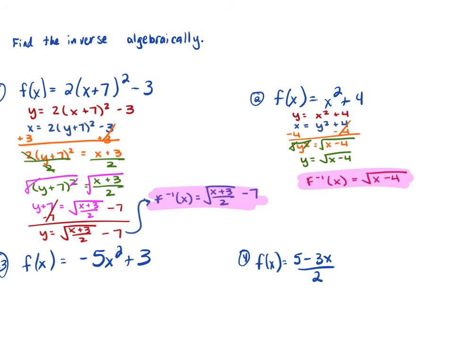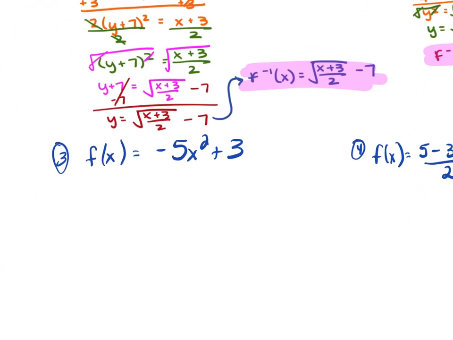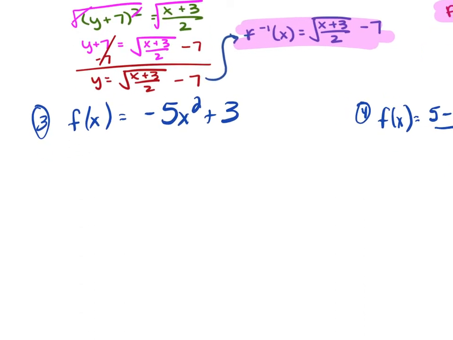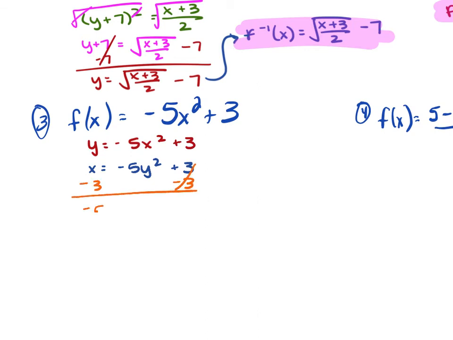For example 3, we are given f of x is equal to negative 5x squared plus 3. So this f of x is turning into y is equal to negative 5x squared plus 3. Now we're going to switch x and y, so x is equal to negative 5y squared plus 3. We subtract the 3 from each side. We get negative 5y squared is equal to x minus 3. We divide each side by that negative 5.